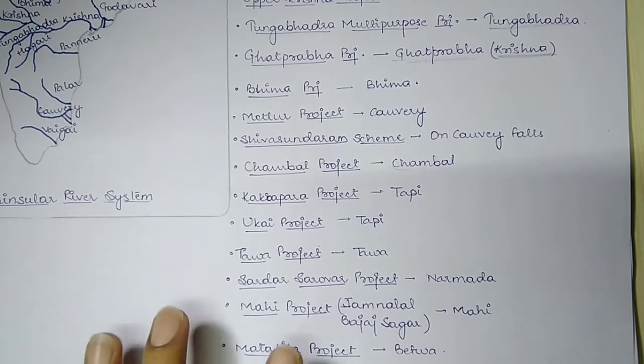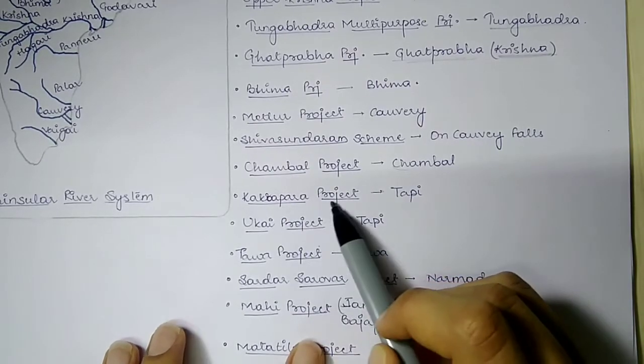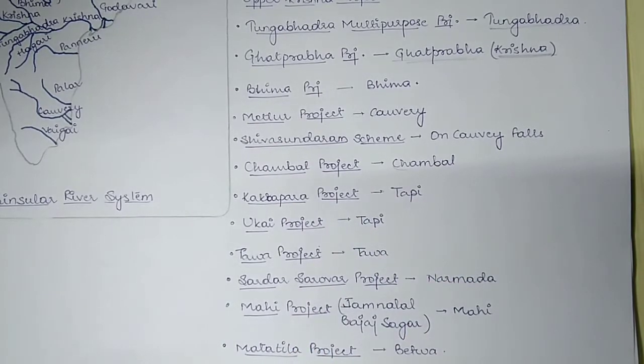Next we have Kakrapara project. Kakrapara project is on Tapi River, that is in Gujarat, and it is for irrigational purpose. Next we have Ukai project, that is also on Tapi River in Gujarat for irrigational purpose.